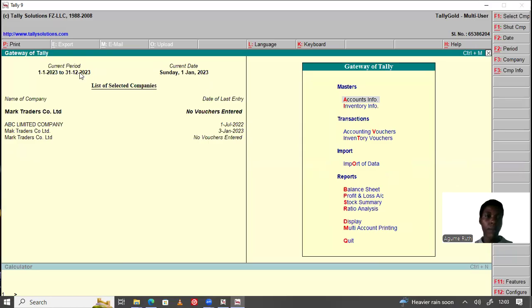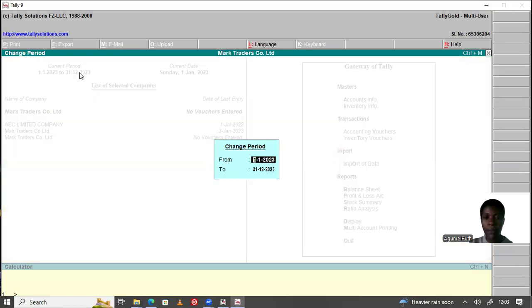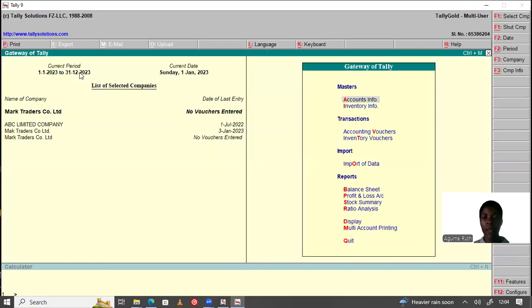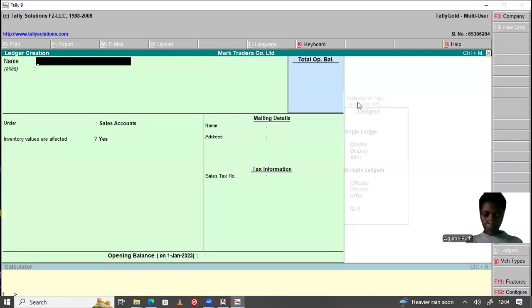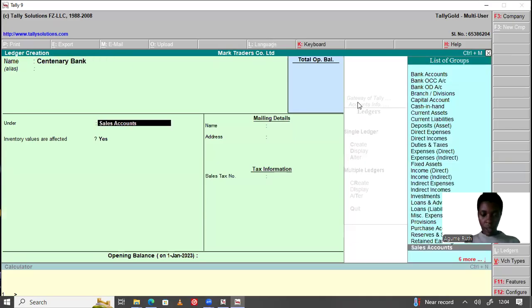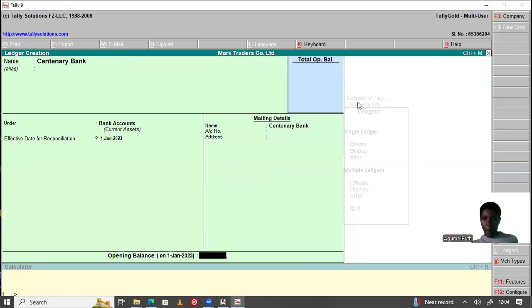Then I first update my date. Yes, it is updated, current period. Then I go to accounts info so that I can create ledgers. Then I say create, and they're saying they are operating a bank account in Centenary Bank. So I create Centenary Bank. I group it under bank account, and they do not have any opening balances, and I proceed.